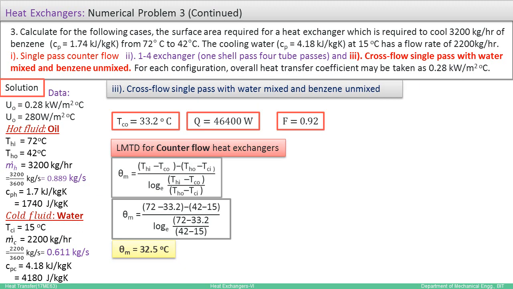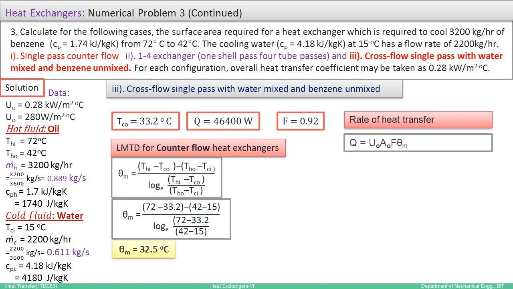So everything is listed here: TCO, Q and the correction factor, and also the theta m for LMTD, that is LMTD for counter flow heat exchanger. And now we have this expression for rate of heat transfer. Q is equal to U naught A naught into F into theta m, and the only unknown is A naught.